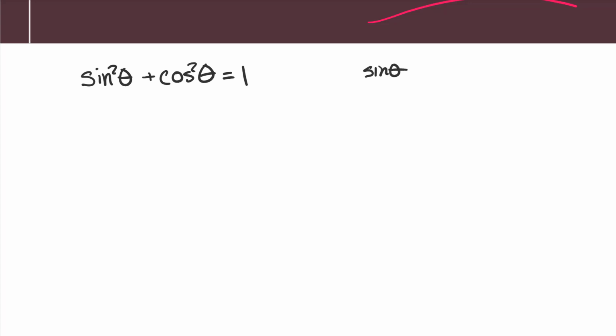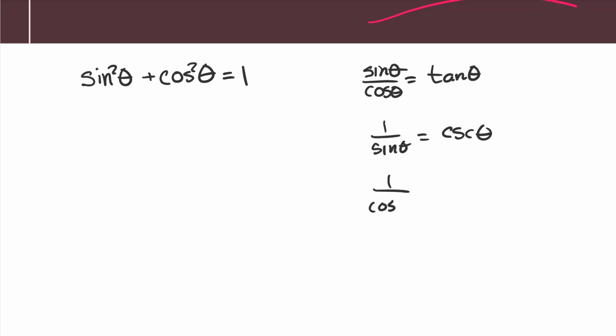We've got to know that sine over cosine, that's just tangent, right? We've got to know what 1 over sine is. That's cosecant. 1 over cosine, that's a secant. And what's cotangent? Cotangent would be cosine over sine.